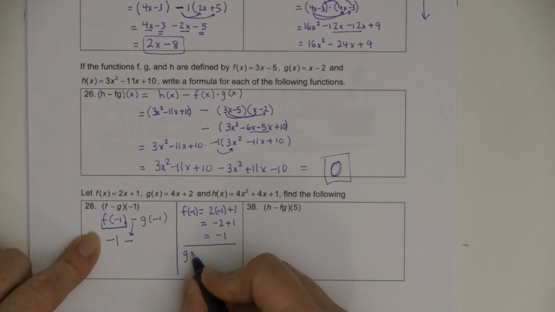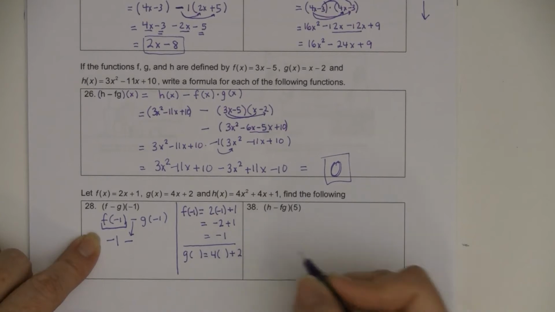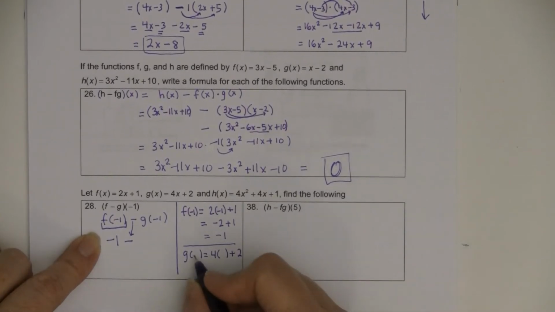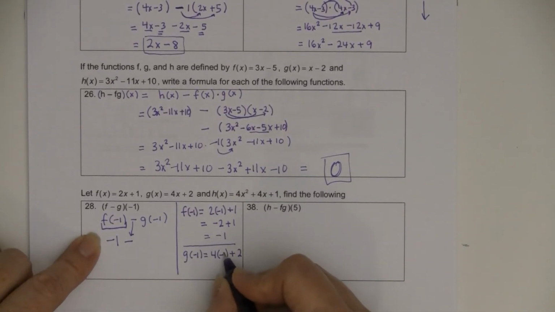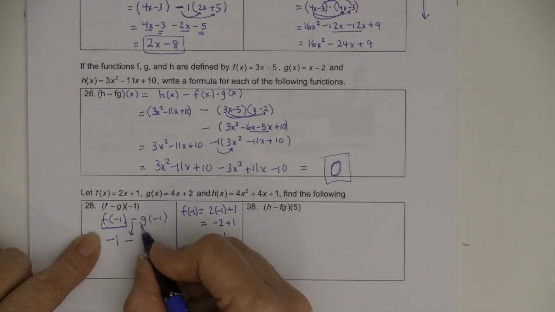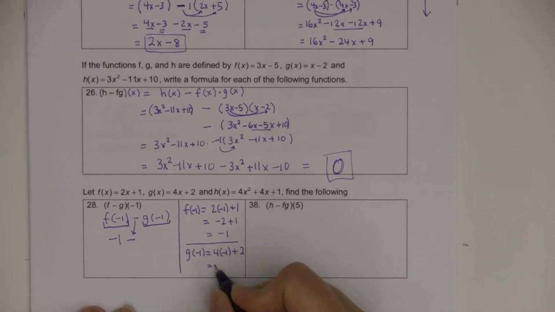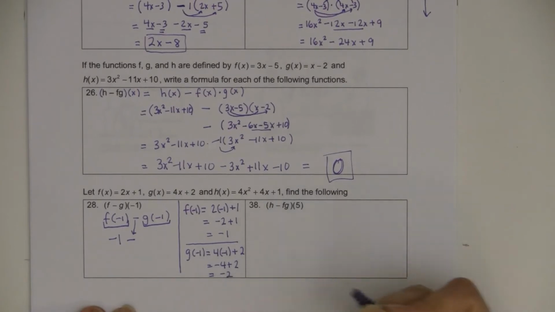So g of the blank equals 4 times the blank, whatever you want to fill in there, plus 2. And what they would like me to fill in there is negative 1. So put in negative 1 here, and then I have to do the arithmetic. I'm going to know what g at negative 1 is. 4 times negative 1 is negative 4, plus 2 is negative 2.